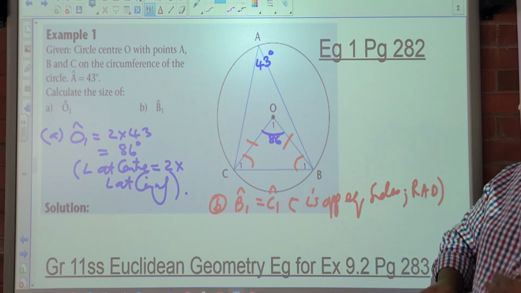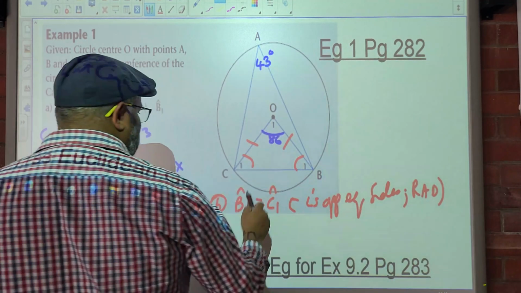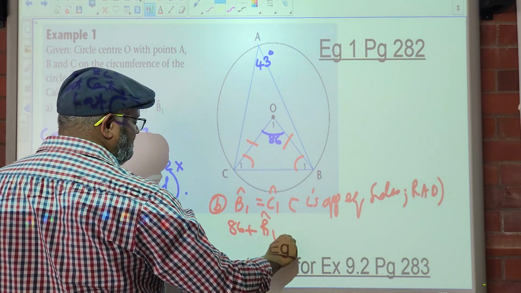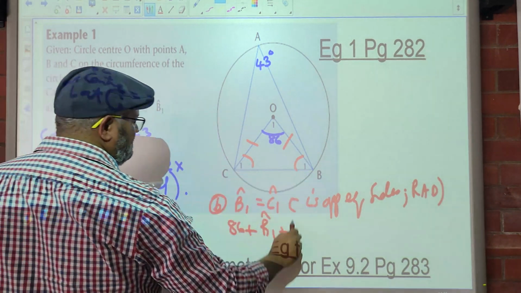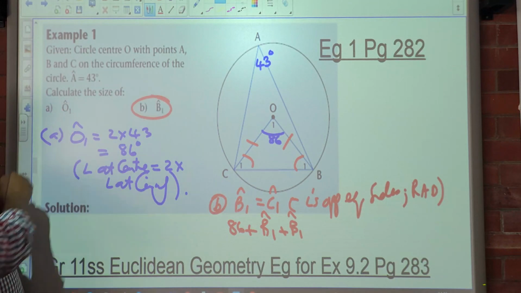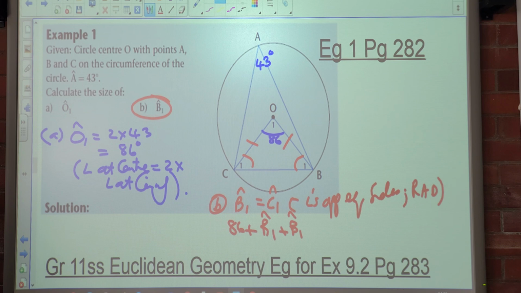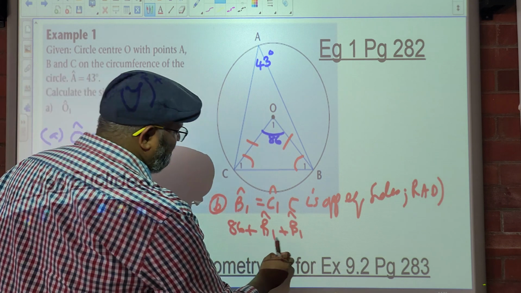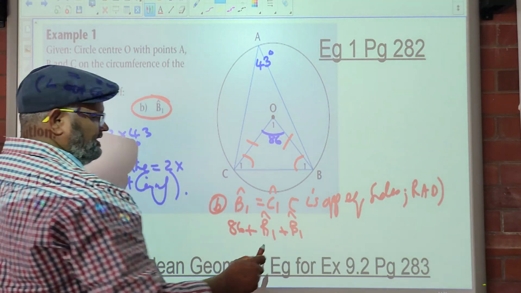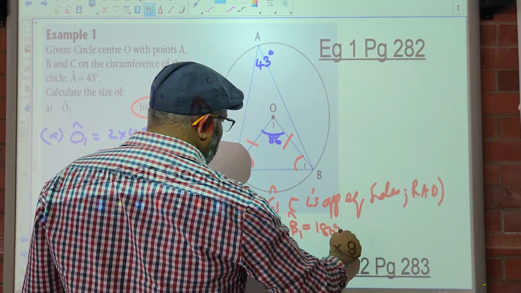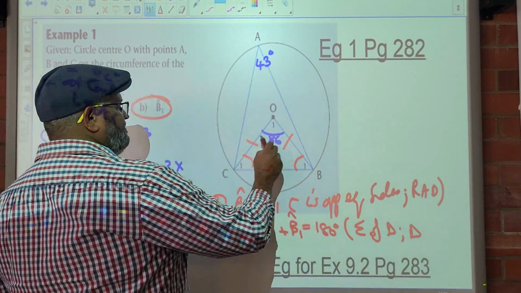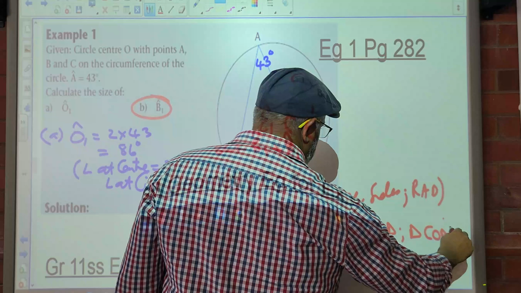It's the same thing. So what can I say now? I can say that 86 plus B1 plus C1, which is the same as B1. Why am I keeping it B1 and not C1? Because the question was to calculate B1. Make sense? And why don't I keep both B1 and C1? Because there's then 2 different variables. And that's equal to 180. Why? Sum of angles of a triangle. Then it's triangle COB, sorry.